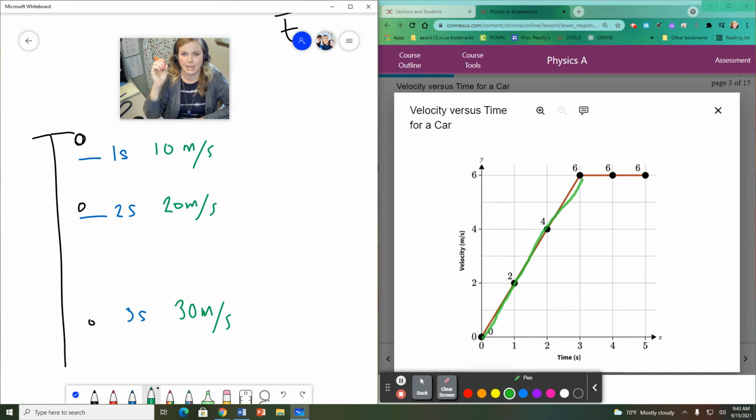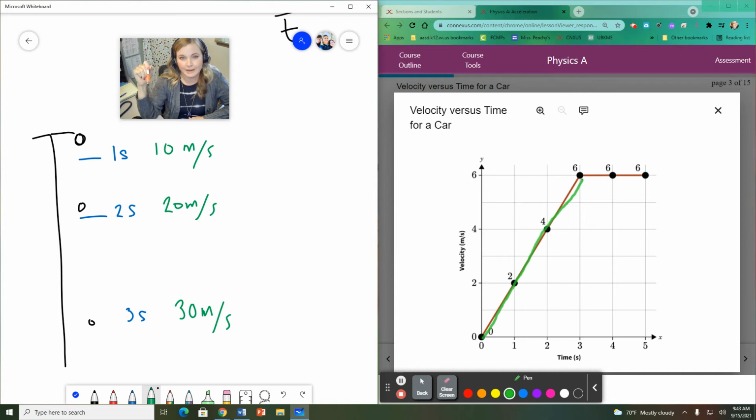It's not going like 10, 18, 25. It's not all over the place. It's constant. It's at a very constant rate. And that would be what we consider to be constant acceleration, right?